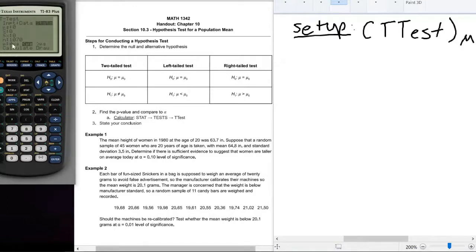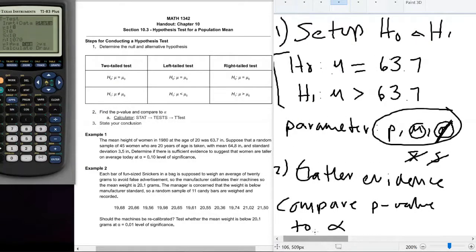And notice what it's asking for now. It's asking for the population value, sample mean, sample standard deviation. This is sample statistics right here, along with the sample size. So we have that information in the problem. Let's go ahead and enter. So mu naught, that's the value in step 1. Let's type in 63.7.